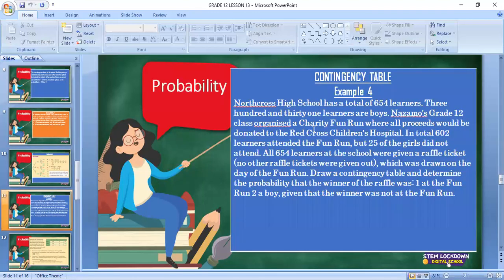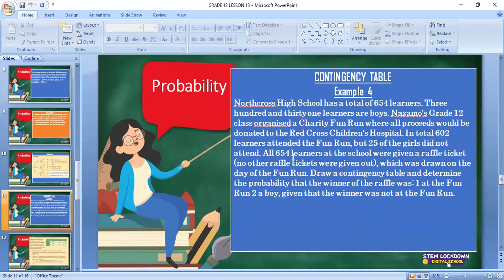Now, the contingency table. With the contingency table, let's say North Cross High School had a total of 645 learners. 331 learners are boys. The Grade 12 class organized a charity fun run where all the proceeds will be donated to the Red Cross Children's Hospital. In total, 602 learners attended the fun run, but 25 of the girls did not attend.